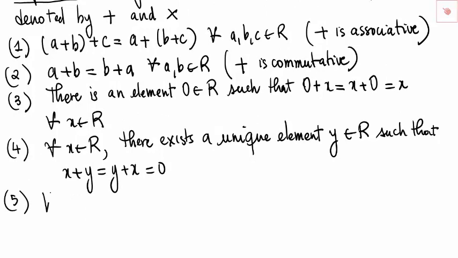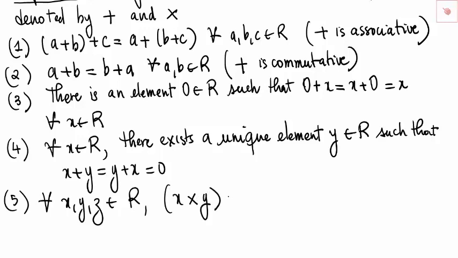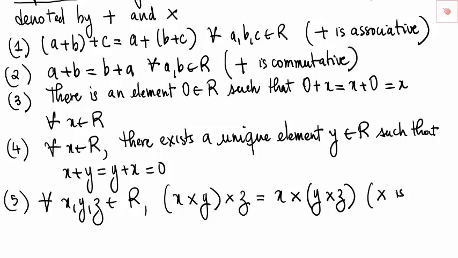Five: for all x, y, z in R, (x · y) · z is x · (y · z). So the product is associative.